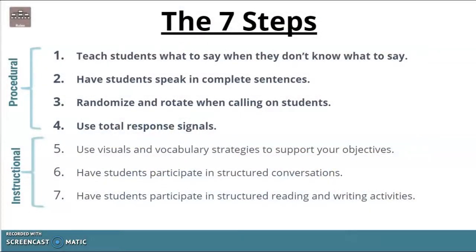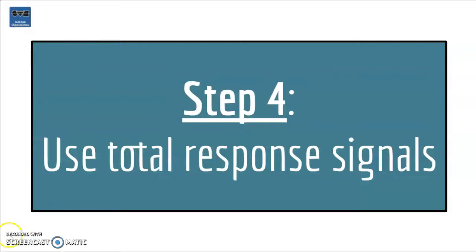So step 1 is teach students what to say when they don't know what to say. Step 2, have students speak in complete sentences. Step 3, randomize and rotate when calling a student. And today we're going to be looking at step number 4, which is to use total response signals. What is that all about?